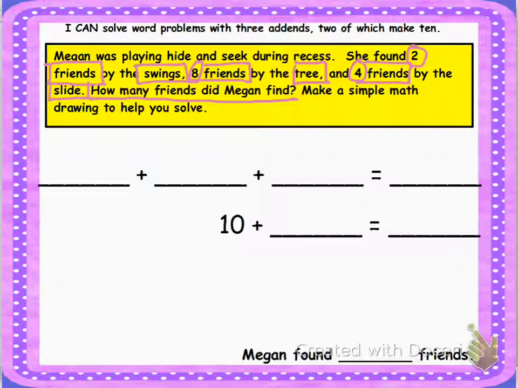Okay, now the E means we're going to evaluate. So we're going to think about how we're going to solve it. Now, the way that we're going to solve it is that we have fantastic steps to where every single time we do a problem like this, we can follow these steps and we'll know exactly what to do. So let me show you the steps of how we're going to solve this word problem whenever we have 3 addends and 2 of them make 10.